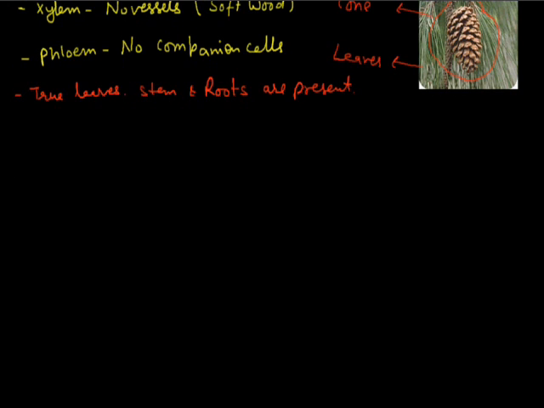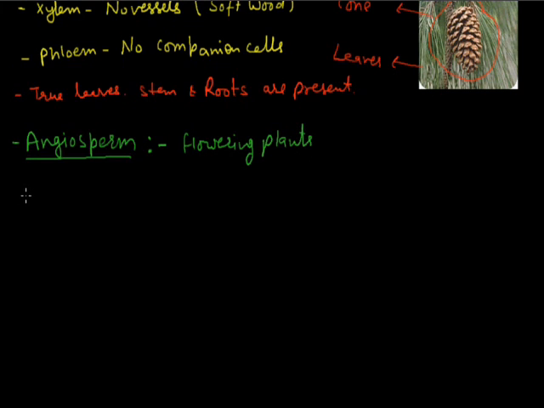Now we discuss another group of the phanerogams. We call them angiosperms. Angiosperm means they are the flowering plants. The plants which have flowers in their structure, we call them flowering plants.